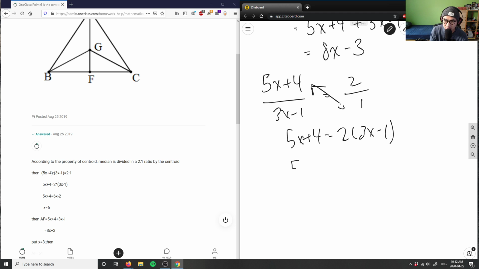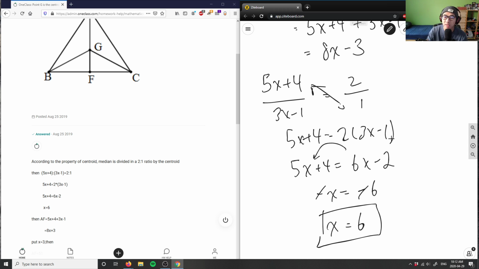So you have 5x plus 4 here equals, this is 2 times 3x here is 6x, 2 times negative 1 is negative 2. And then what you're going to have here is 5x minus 6x. If I bring 6x to this side here, I get minus x here. Plus 4 to the other side would give me negative 4. So I'd have minus 6 on this side. The negatives cancel out, and x equals 6 here.